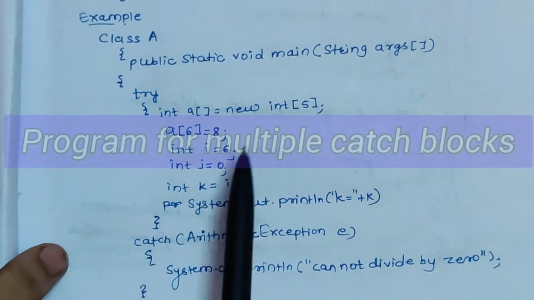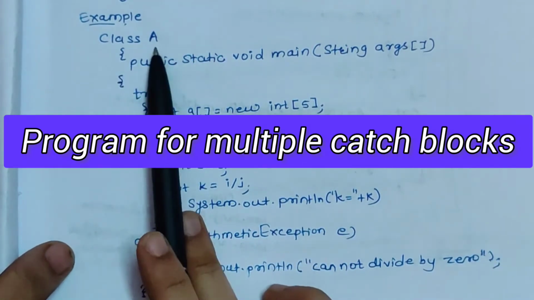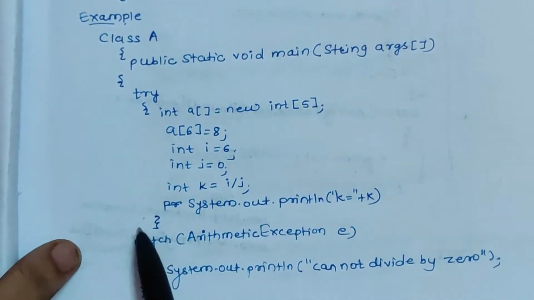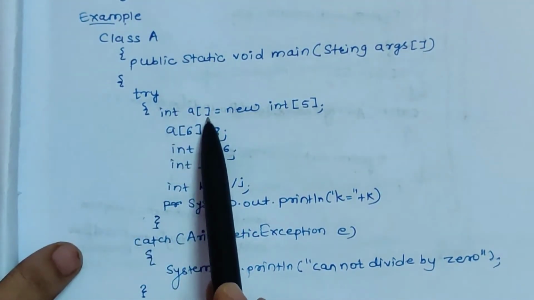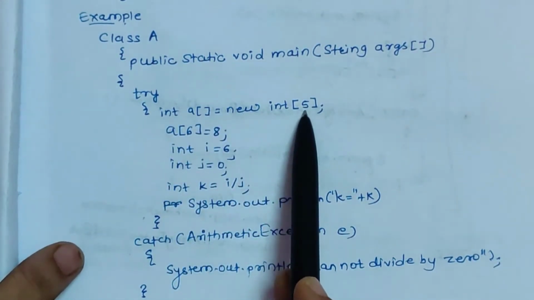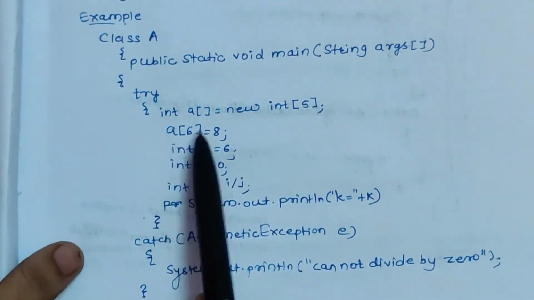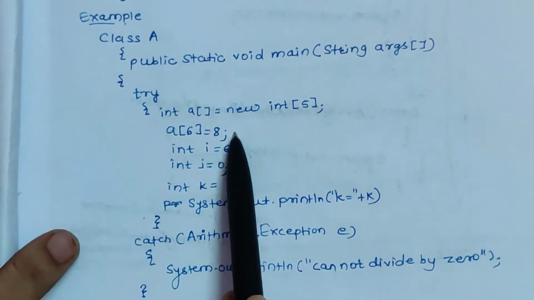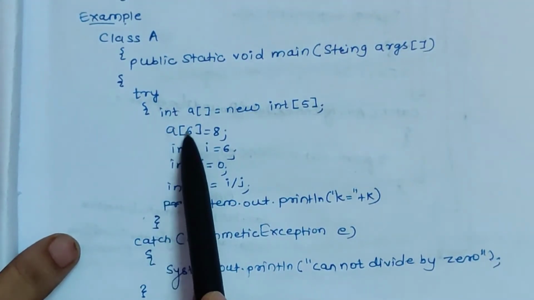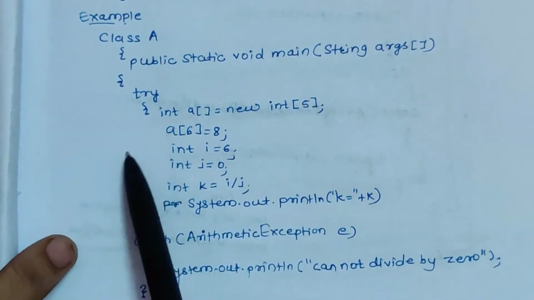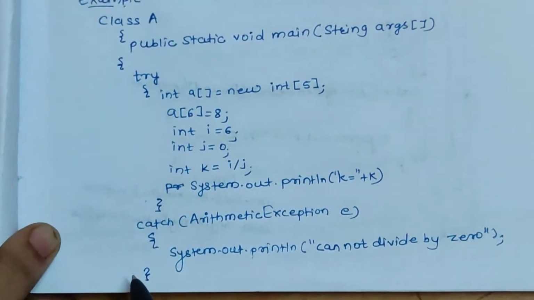Now we will discuss a simple example of multiple catch blocks in Java. Here this is a class A, this is a main method, and here we have written a try block. In the try block I have written an array of type integer, and the size of the array is defined as 5. Then a of 6 equal to 8. Syntactically it might look right, but it will give you an exception, because this a of 6 is a location which is not available. We have defined an array of size 5 only. So in that case array index out of bound exception will be raised.